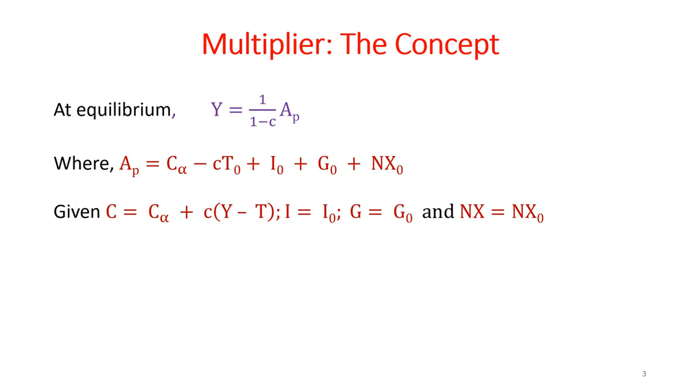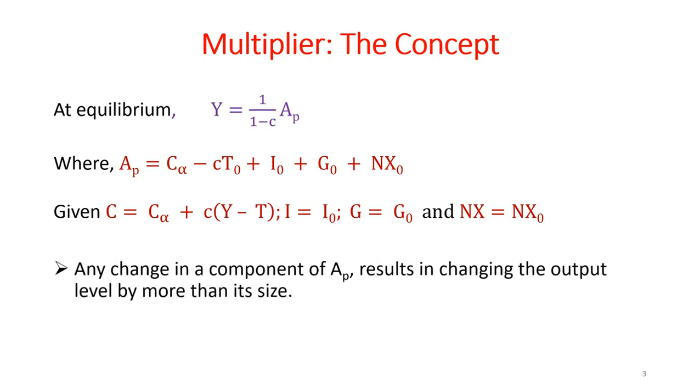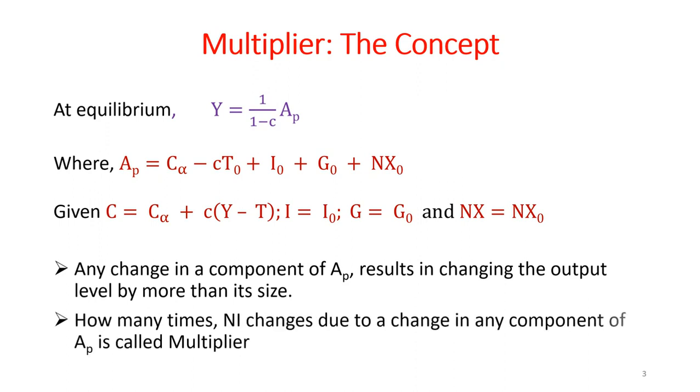Students, any change in a component of aggregate planned expenditures results in changing the output level by more than its size. Therefore, how many times national income changes due to a change in any component of aggregate planned expenditure is called multiplier.